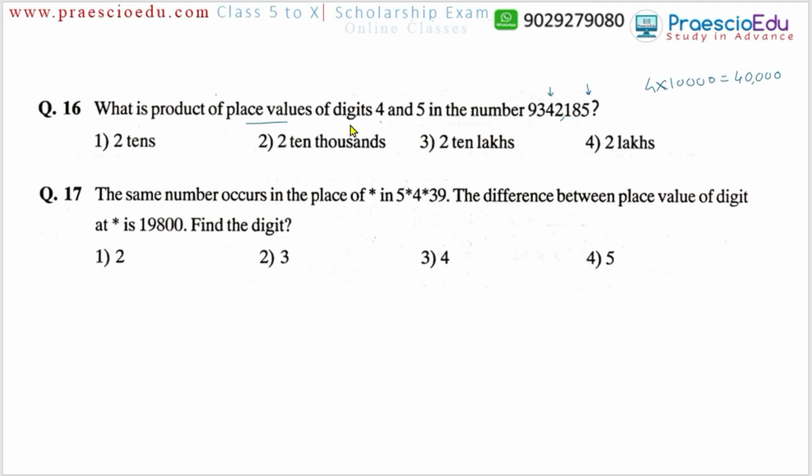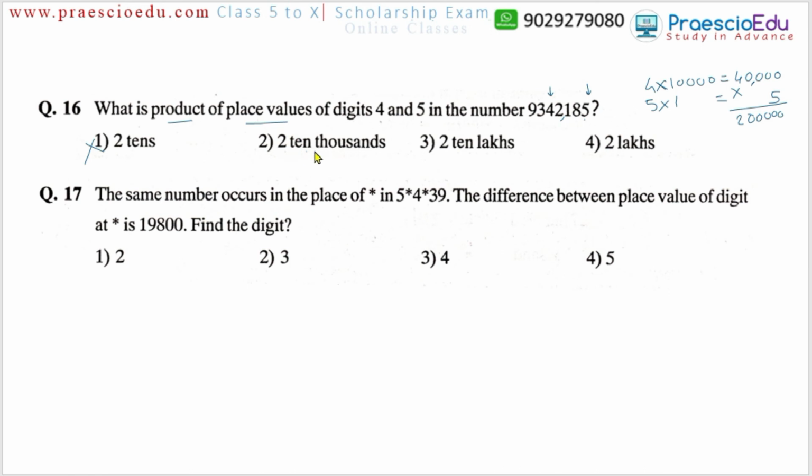And multiply with the 5. 5 is at the unit place, so 5 multiplied by the unit, 1, gives 5. They are asking for the product, so 40,000 multiplied by 5: 4 times 5 is 20, so 2 lakhs will come. So 2 lakhs is mentioned here.